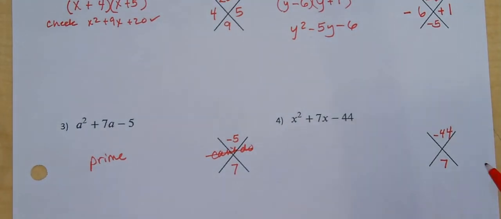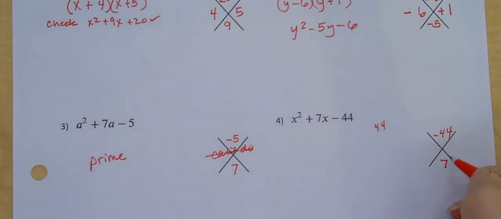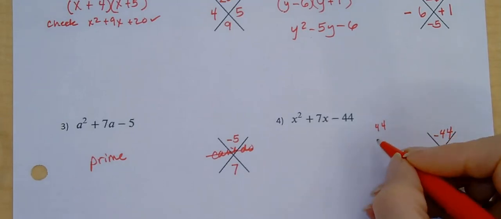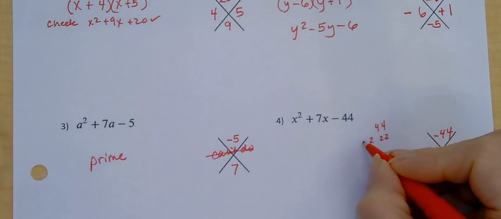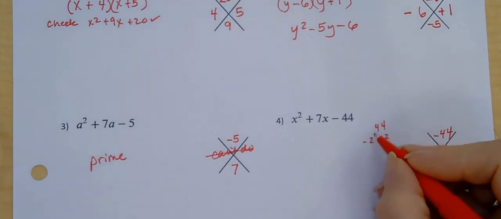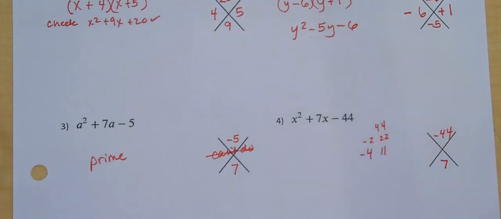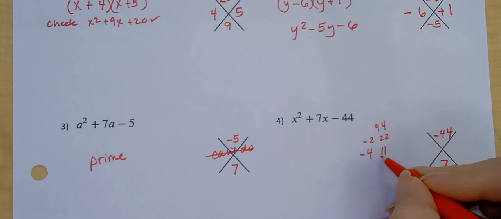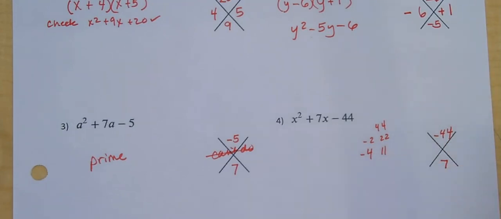So I'm thinking about 44, and I know to get to 7, I want the difference of my factors to be 7. If I do 2 times 22, one of them is negative, one of them is positive. The difference is 20. That's not going to work. So I'm going to go to 4 times 11, one's going to be negative and one's going to be positive. Well, that works. Negative 4 times 11 is negative 44. Negative 4 plus 11 is 7.